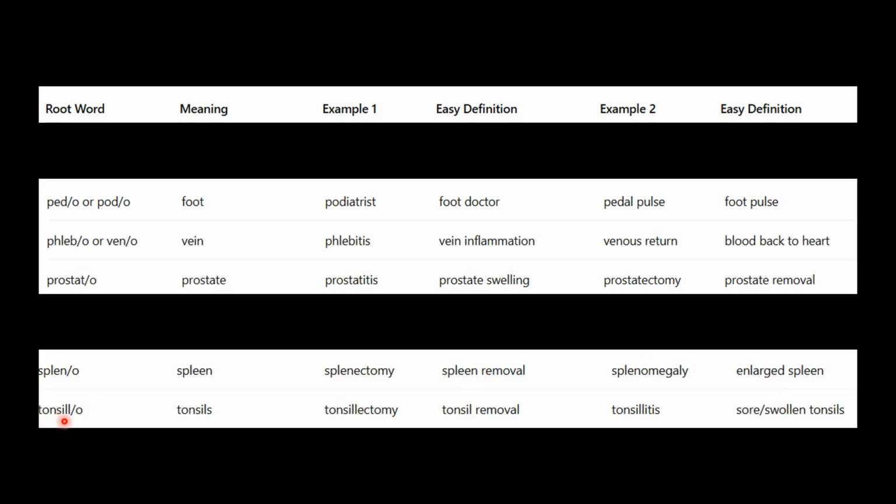Next we have tonsil or tonsillo, which is a commonly used term. I'm sure most of you already know the meaning. So tonsils, for example, tonsillectomy. Tonsillectomy means tonsil removal. So for treatment, if the tonsil is removed, it is called tonsillectomy. So tonsillectomy is a complete terminology where tonsil is the root word. Likewise, we have tonsillitis. Tonsillitis means swollen tonsils.